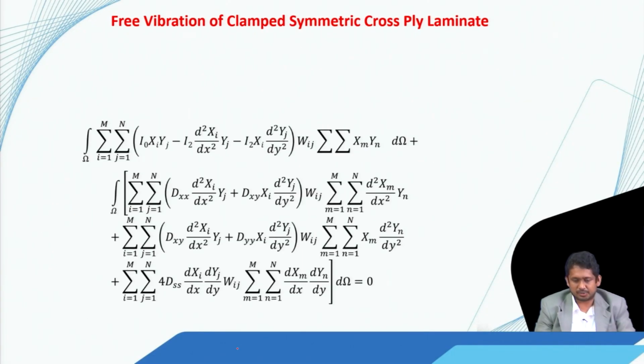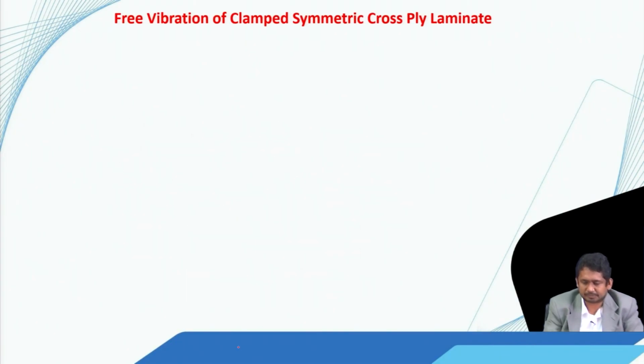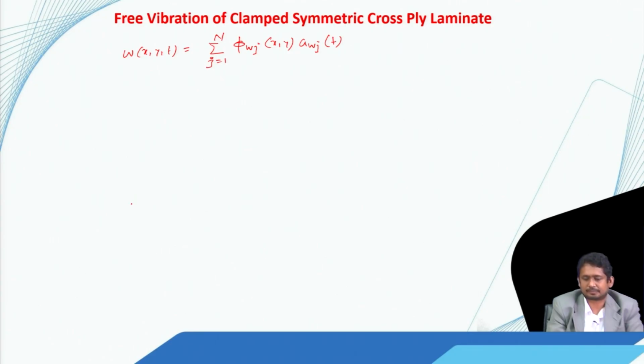Now, what we will do here is we will make the actual approximation. So, w we wrote as summation j going from 1 to n, and we had phi w j which is a function of x and y, and we had a w j which is a function of time. Now, instead of this here again like we did for the buckling problem or the static problem, we will make use of double Fourier series.